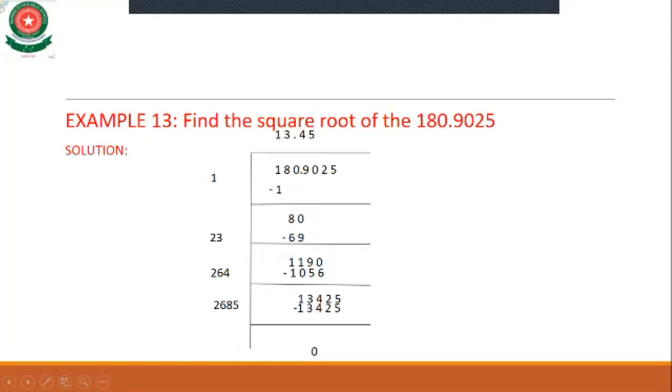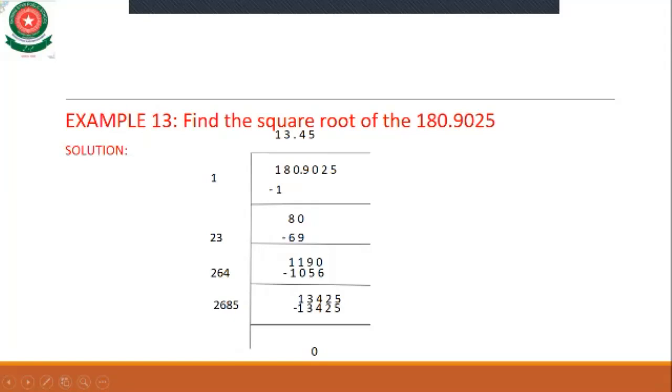69. Okay. 80 minus 69, which is equal to 11. This pair moved downward, 90 moves downward. So 3 twos are 6, which is 2 is also present here, 26. So 26 के साथ हम कौन सा नंबर ऐड कर रहे हैं 4, which is also written here. 264 multiplied by 4, which is equal to 1056.